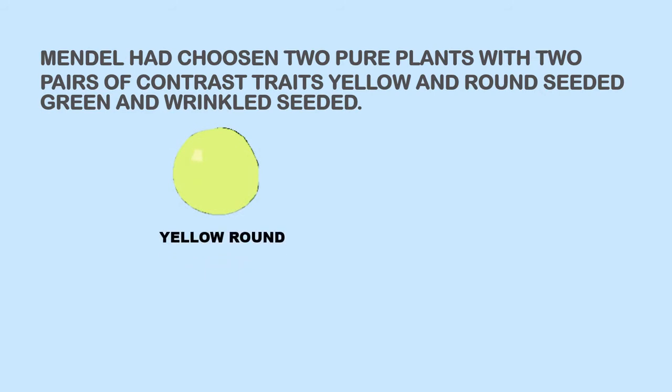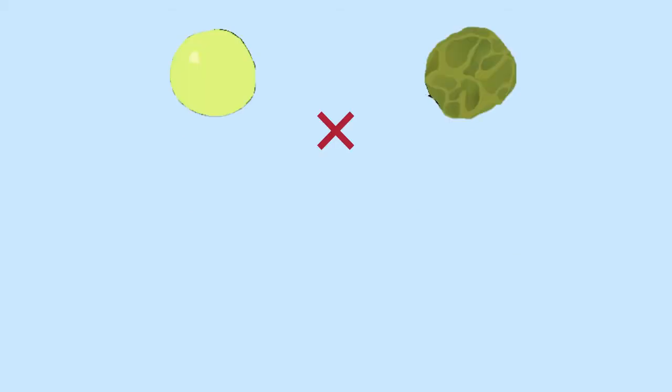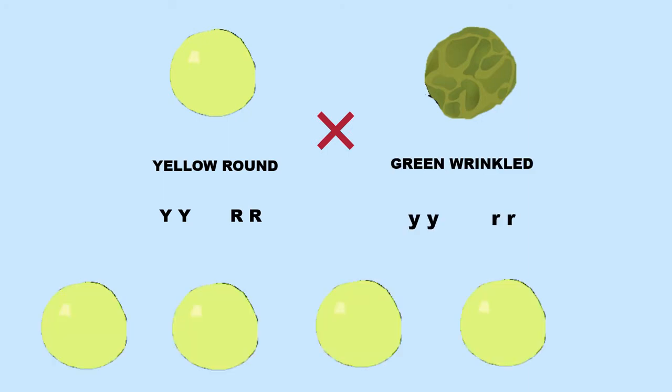wrinkled seed. Yellow round seeded plants were with capital R alleles, and green wrinkled seeded plants were with small r alleles. When Mendel cross-pollinated between these plants, all the plants that appeared in the F1 generation were yellow and round-seeded.